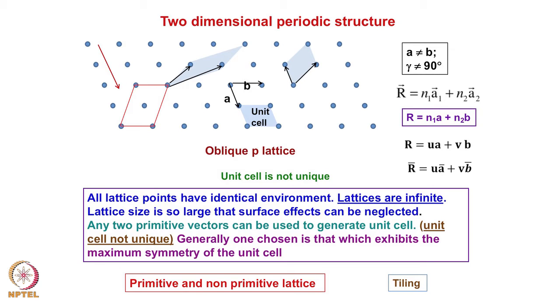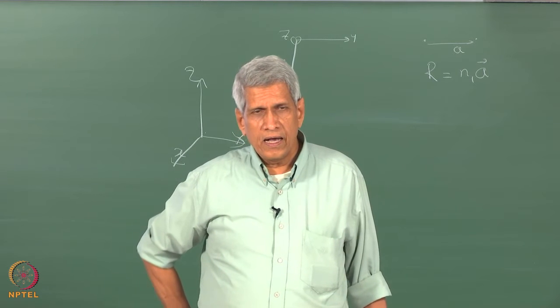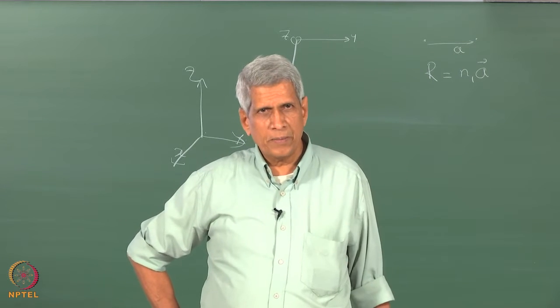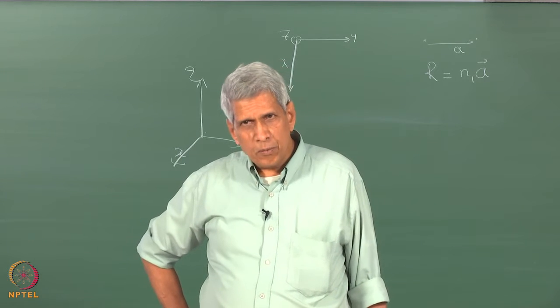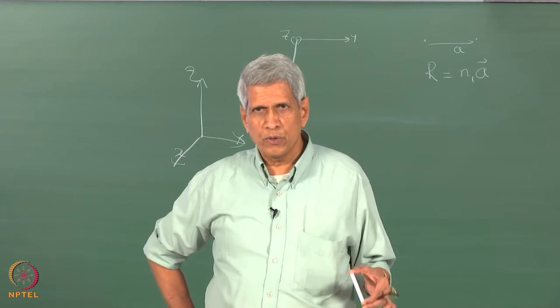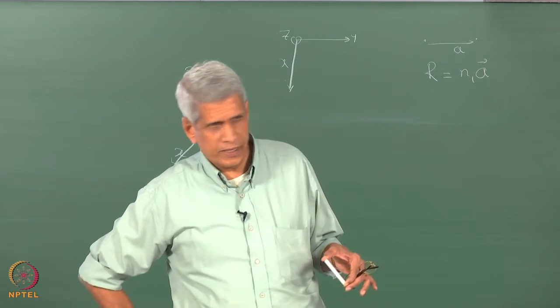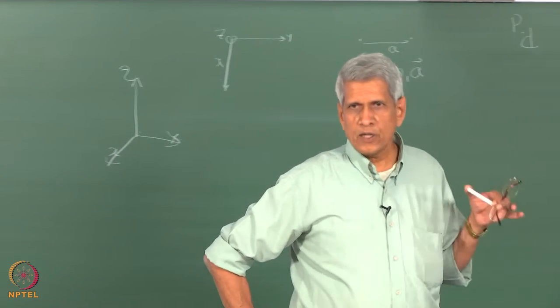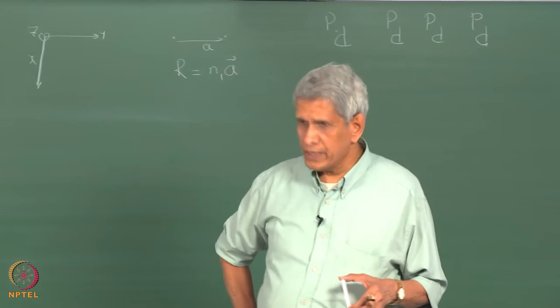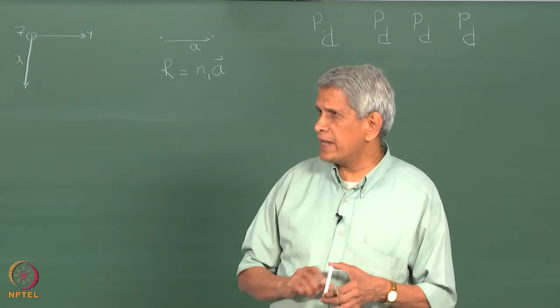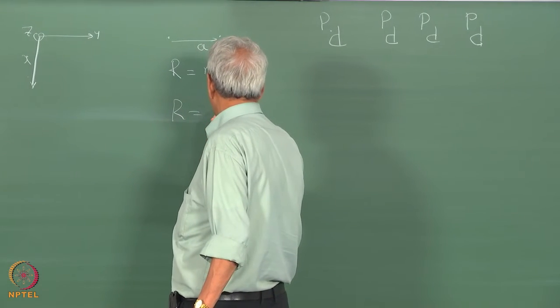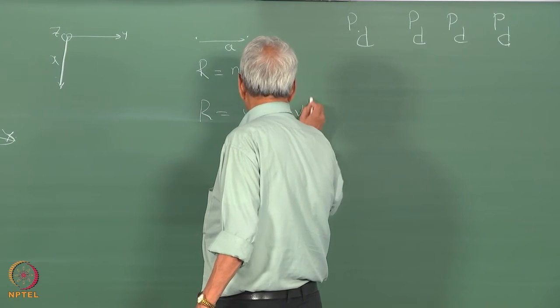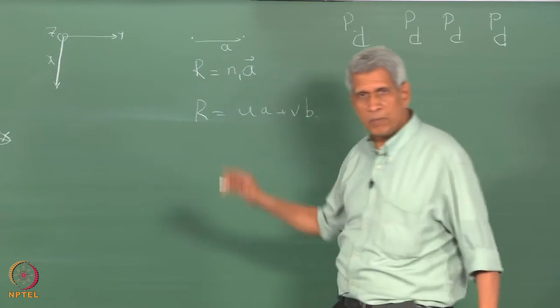So in this case, what we take as a condition is that A and B lattice parameters are not equal. Okay. The angle between them is also not equal to 90 degrees. Okay. This lattice is called an oblique lattice. Okay. In this type of lattice, we will be representing the vector R as U A plus V B. Okay. This is the way we will be representing.